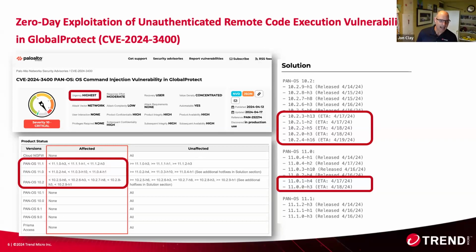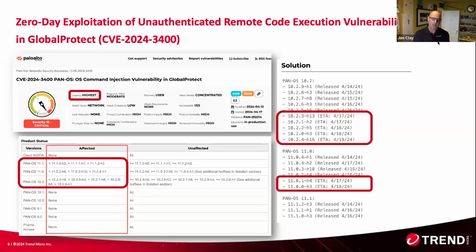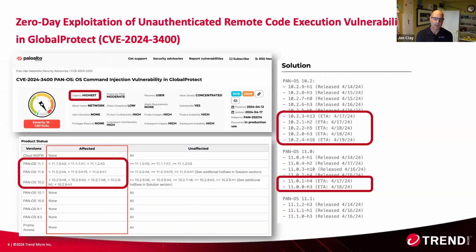You see a couple other things in here. The attack requirements were none. Could it be automatable? Yes. Product availability was high. Product integrity was high. Product confidentiality was high. So there were a lot of things obviously associated with this vulnerability that caused it to become a bigger issue for a lot of the customers for Palo Alto because of all of these things that were happening.